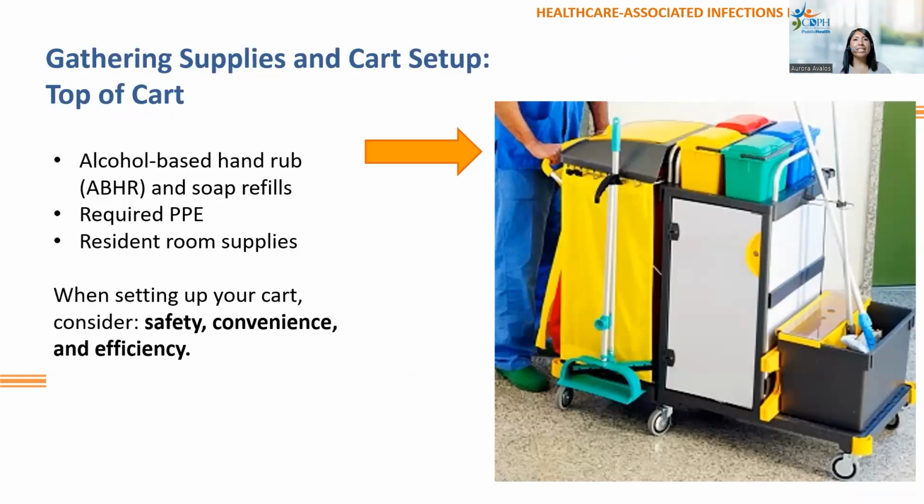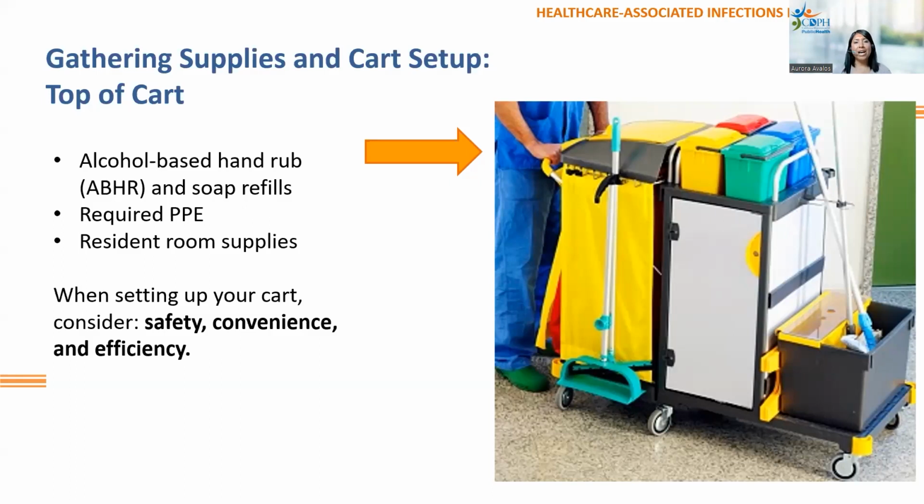So here, this is an example of a cart setup, and your facility carts may be different. Let's briefly review some steps for setting up a cart, starting with the top of the cart as denoted here with the orange arrow. For the top, you can add your alcohol-based hand rub and soap refills, any required PPE, and any resident room supplies like paper products, which might include toilet paper, paper towels, or tissues. You can set these items up anywhere on your cart as long as you have them available.